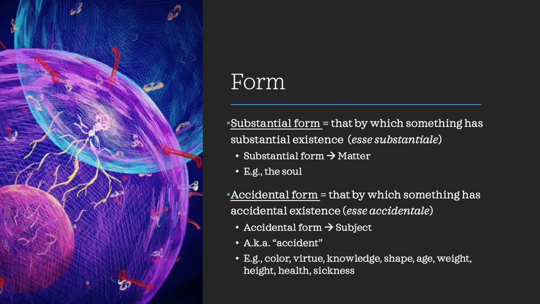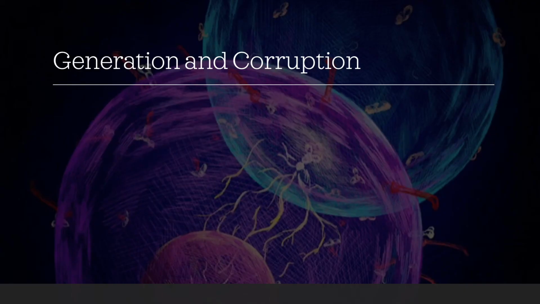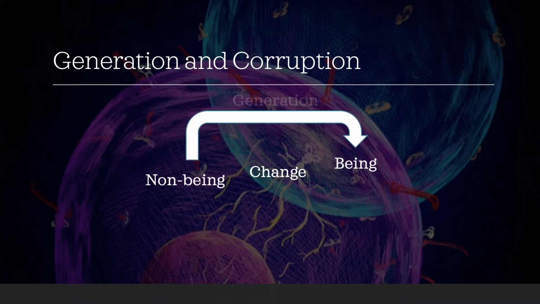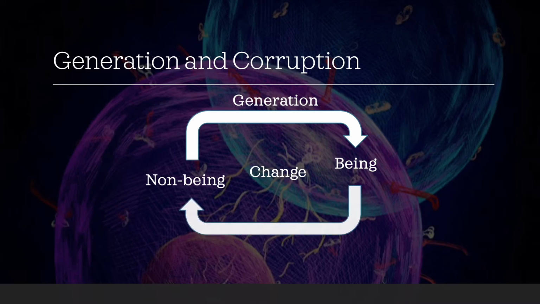Some examples of accidental forms or accidents are color, virtue, knowledge, shape, age, weight, height, health, and sickness. Now that we've talked about matter and form, it's time to talk about different kinds of change. Now, a change that moves from non-being to being is a generation, or a coming to be. On the other hand, a change that moves from being to non-being is called a corruption, or a ceasing to be.